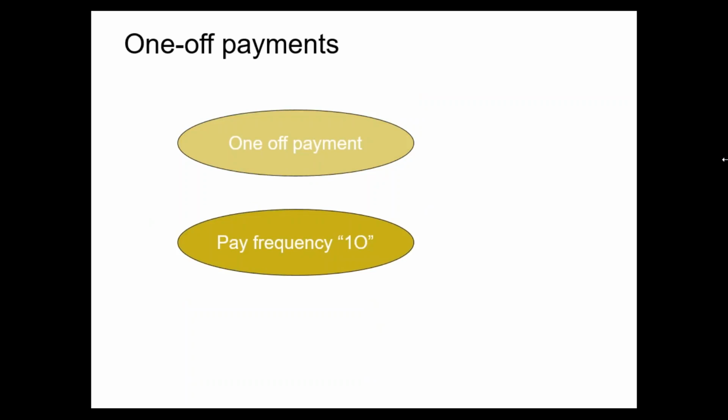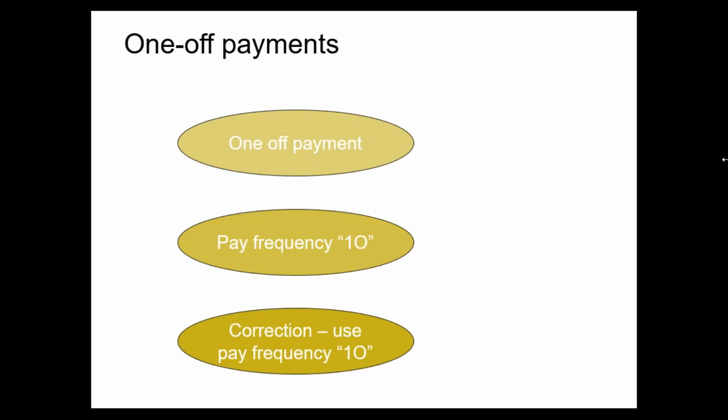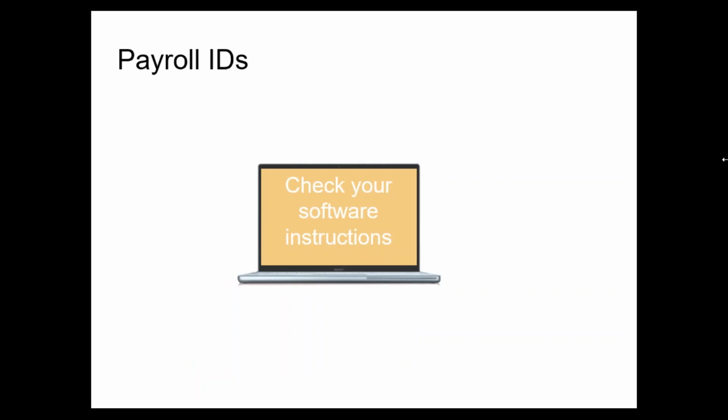If you employ someone for, say, a week or a month to do one piece of work, and you only make one payment to them, then you would use a pay frequency of 1 followed by the letter O. This stands for one-off. If subsequently you need to make a correction on the same payroll ID, make sure you use the same pay frequency of one-off. But remember, you'll also need to check your own payroll software instructions.